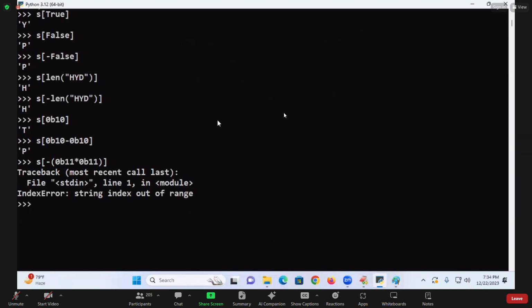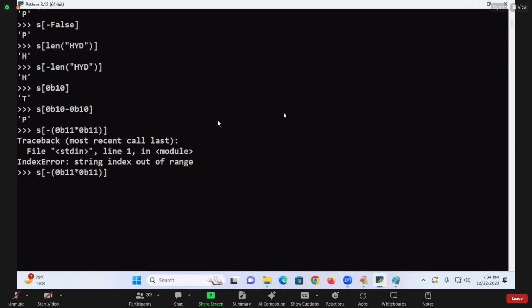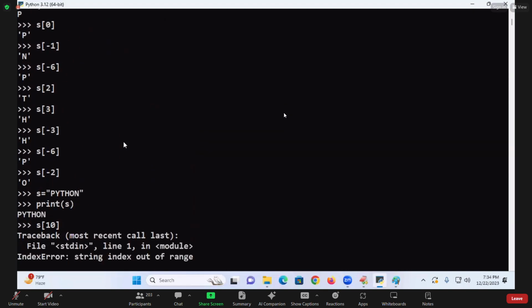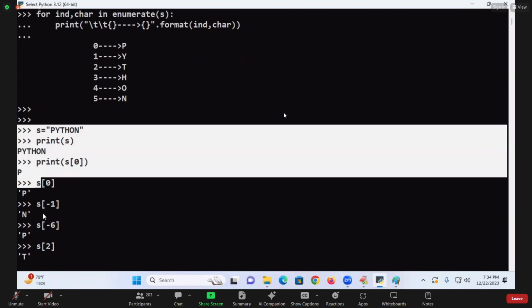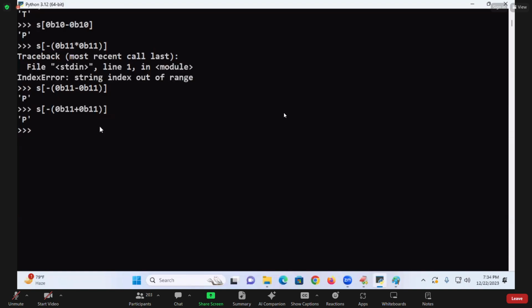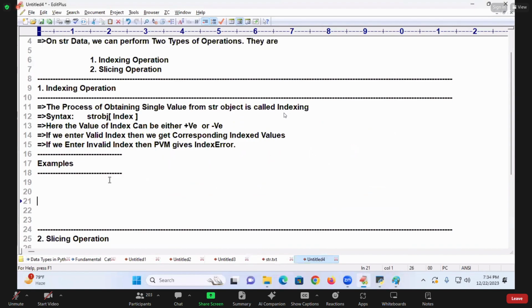Index error. Are you following? So here I am writing minus 3 minus 3, 0, minus 0, 0 only, P, plus 3, plus I am writing, the answer is the same, P only, minus I write. Is it clear? This is about the concept of indexing. Are you getting confidence in writing this indexing operation?